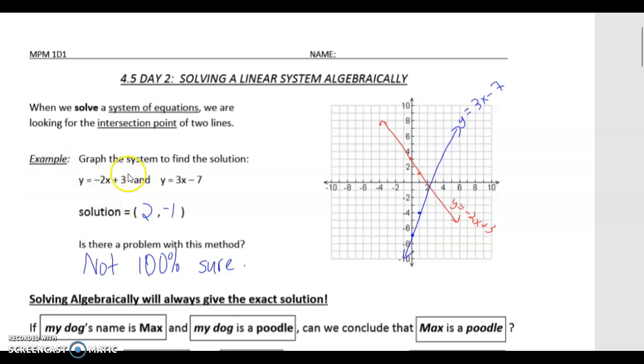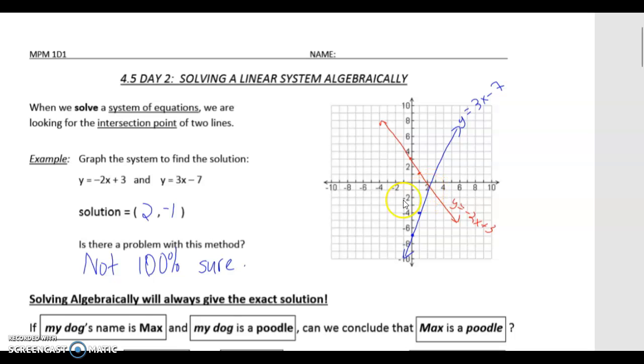With my first equation, I start with my y-intercept, which is positive 3, and the slope is negative 2. So down 2, right 1, and connect. There's my red line. Now the line y equals 3x minus 7. That's my y-intercept. Up 3, right 1, and connect. And there we are, trying to find the intersection. My lines, I didn't use a ruler, aren't so great. So I'm trying, but I'm not 100% sure.